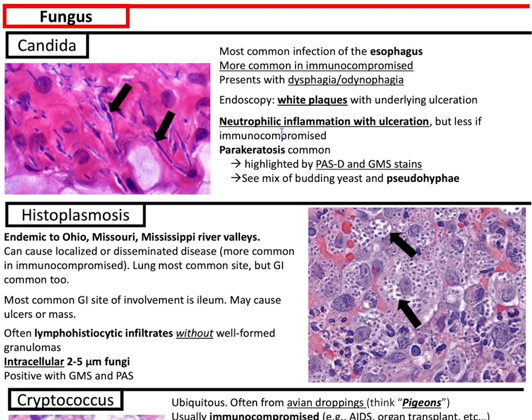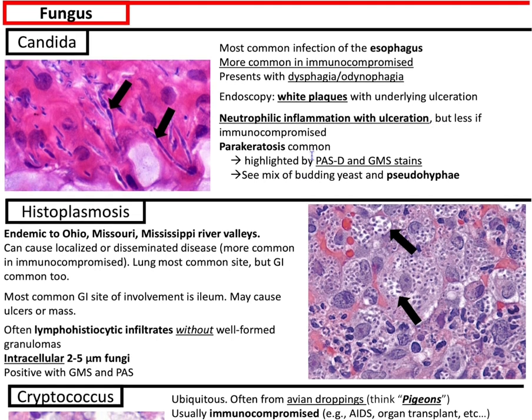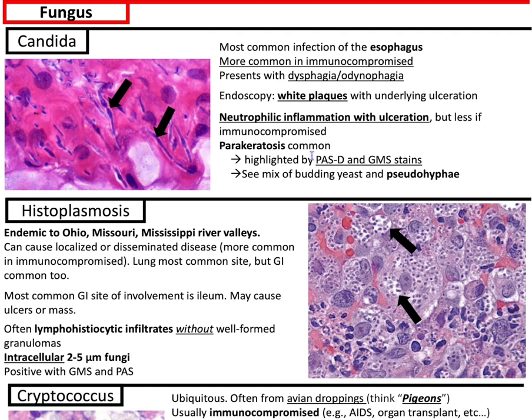You can see neutrophilic inflammation with ulceration, but less so if immunocompromised. Parakeratosis is common, and if you're not sure but you're suspecting, get your PAS and GMS stains, and you should see a mix of budding yeast and pseudohyphae. Histologically, a hint will be this shredded wheat appearance on the top of the epithelium.